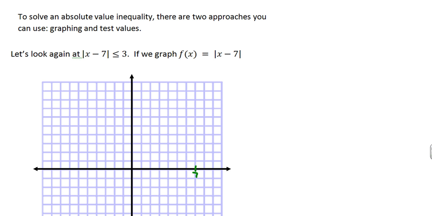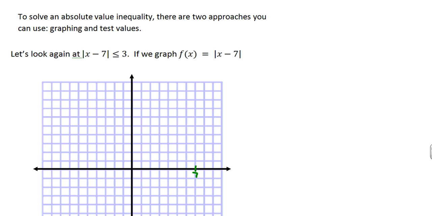Now, to solve an absolute value inequality, there's two approaches you can use, graphing and test values. I like the graphing method best myself because I like pictures. So you can try both, see what you like. We'll do the graphing method here first.